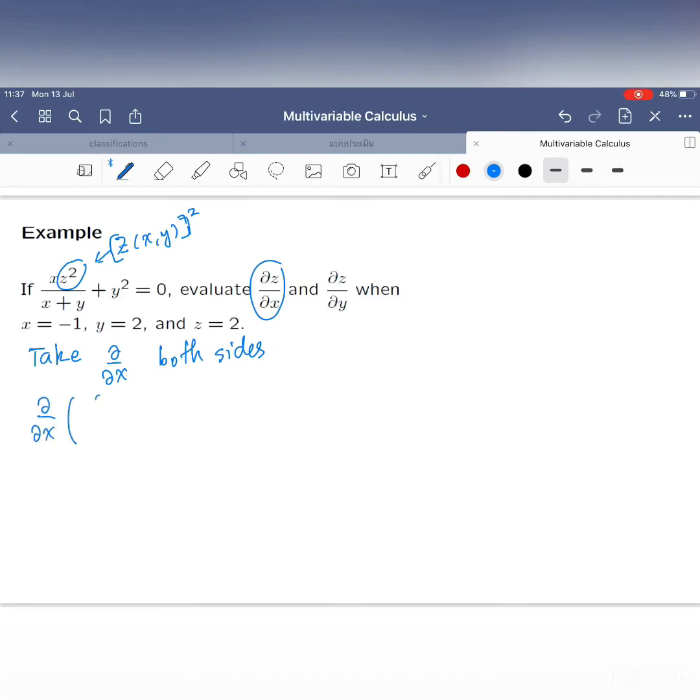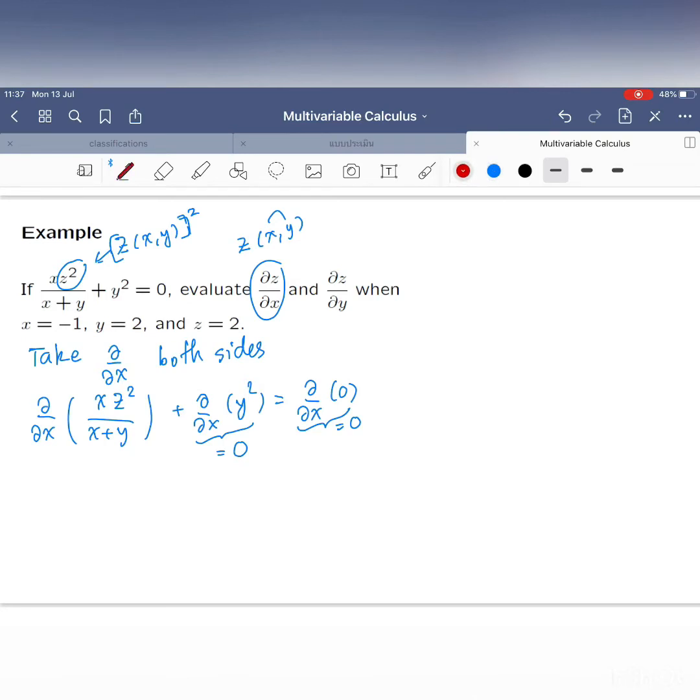So this one, we got d by dx of z square x plus y, and d by dx of y square equals d by dx of 0. This is very easy because your y is a constant in this context. Don't forget that your z is a function of x and y, so x and y are independent. So this one is a 0 because your y right now is a constant. This one, of course, is a constant. A derivative of a constant goes directly to 0.